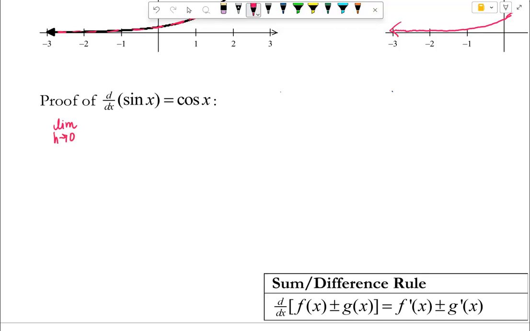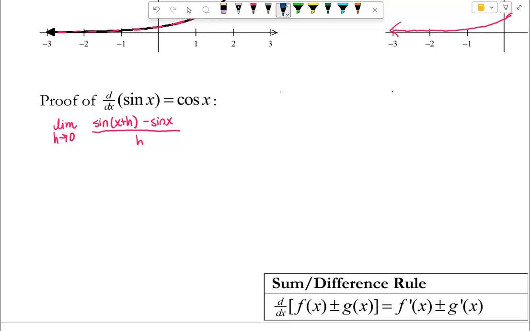I could write that as the limit as h approaches 0 of the sine of x plus h minus the sine of x, all of that over h. And right now, if I were to plug in a 0 for h, my numerator would be sine of x minus sine of x, which is 0 over 0. So I know that I have a hole. So I need to be able to do some type of manipulation to eliminate that hole.